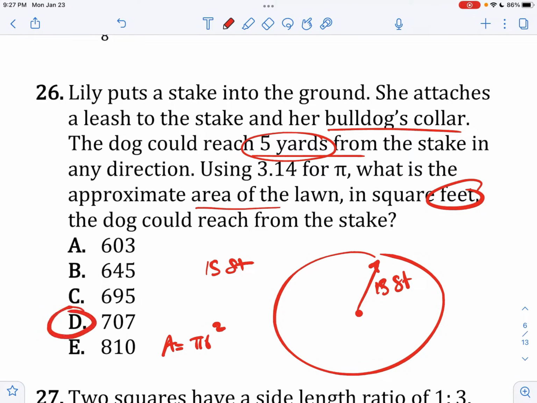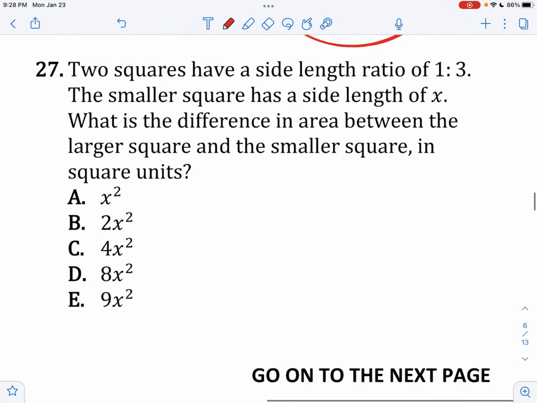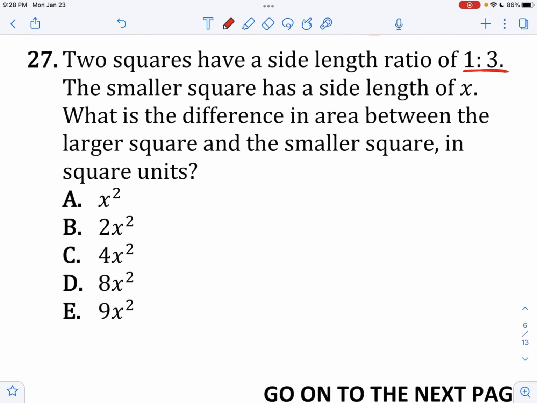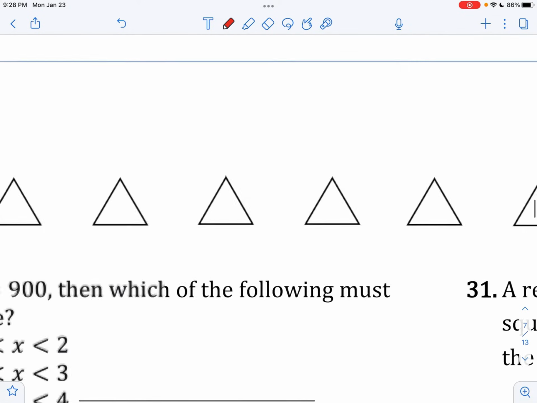So 15 to the second times pi is 225 times pi. That's 706. Two squares have a side length ratio of this. The smaller square has a side length of this. What is the difference in area between the larger square and the smaller square in square units? So the smaller square, area smaller, is going to be x squared. The area of the larger is going to be 3x squared, which is going to be 9x squared. So the difference is obviously 8x squared.